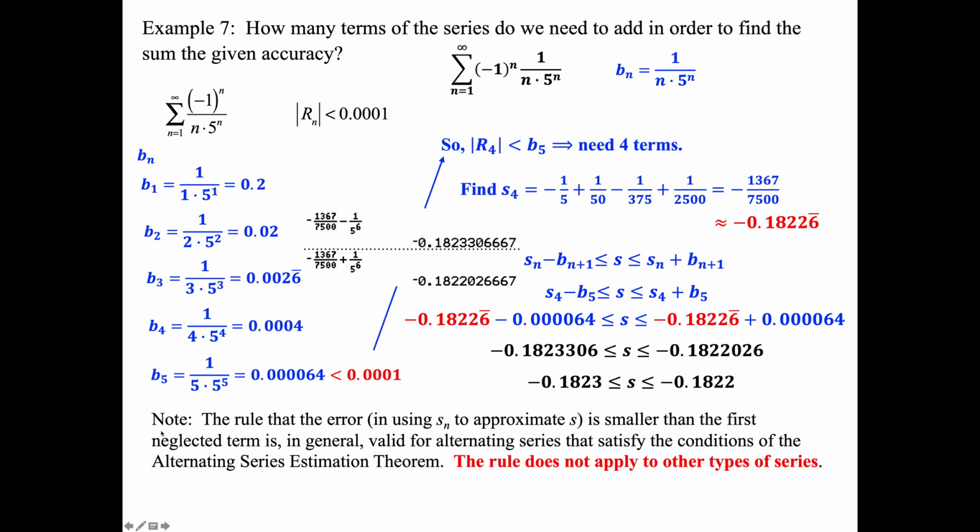Okay, again, it should be noted that the rule that the error in using S sub n as an approximation for S is smaller than the first neglected term is, in general, valid for alternating series only. Okay, this rule does not apply to any other type of series.